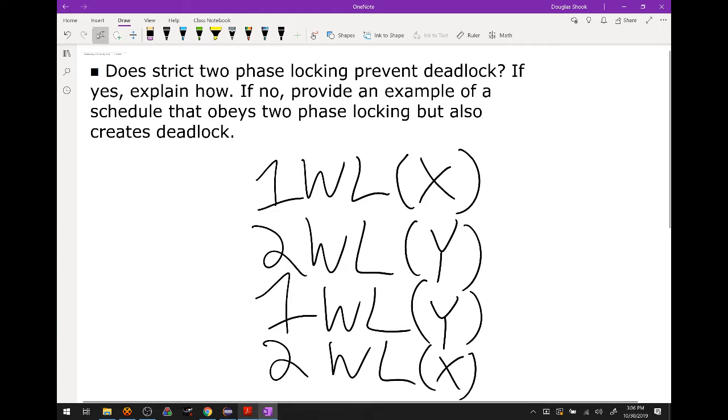So transaction 1 would acquire this write lock, transaction 2 would acquire this write lock. When transaction 1 tries to acquire the write lock on Y, it would not be able to do so, and it would wait. And when transaction 2 tries to acquire the write lock on X, it would not be able to do so, and it would also wait. So they would be waiting on each other. Since they're both not progressing, they're waiting, deadlock has been achieved.